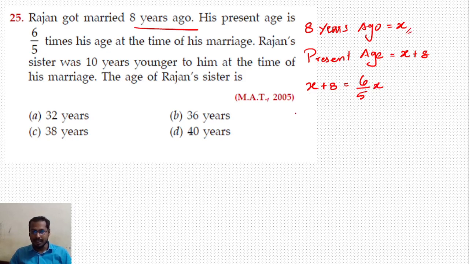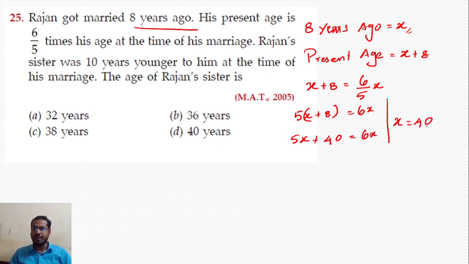So now solve this. 5 times X plus 8 is equal to 6X. You can reduce these steps. Write directly. 5X plus 40 is equal to 6X. So what is the X value? X value is equal to 40. Clear? Right. Now X is equal to 40. That is 8 years ago.